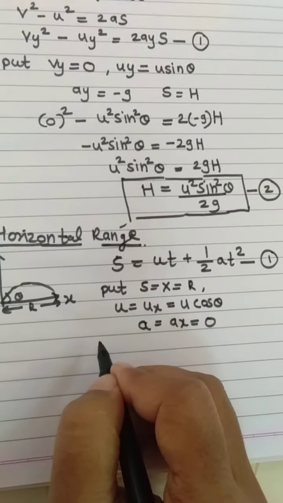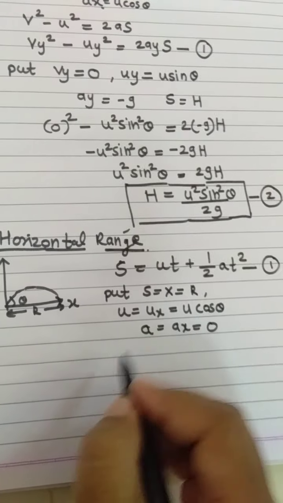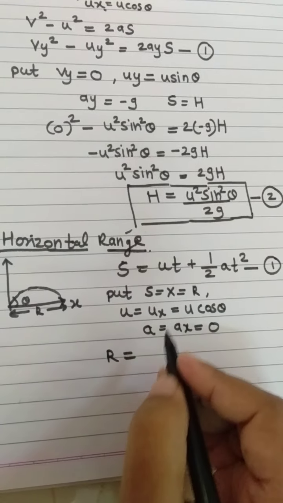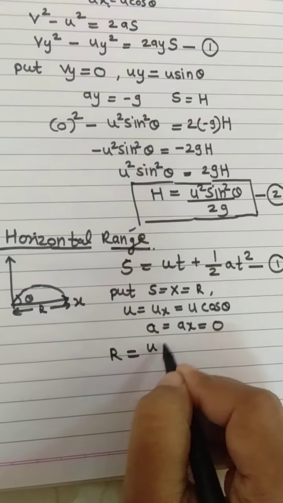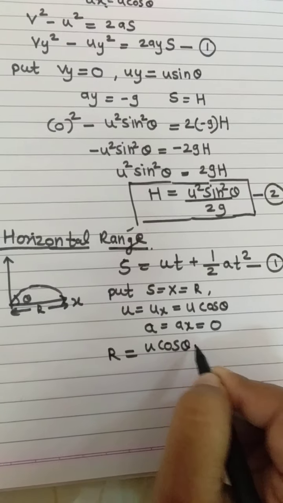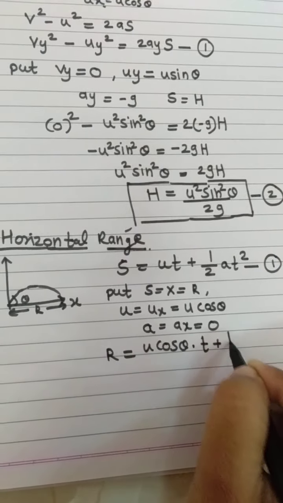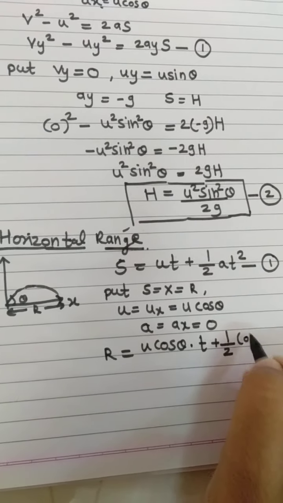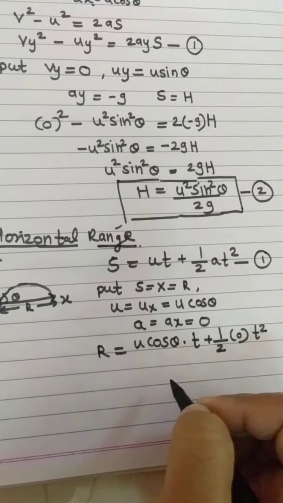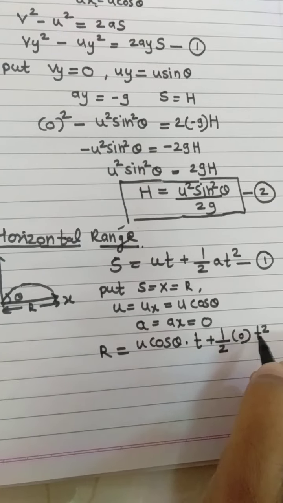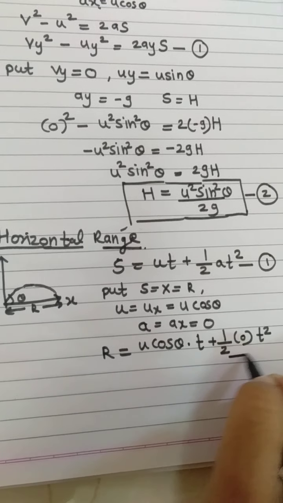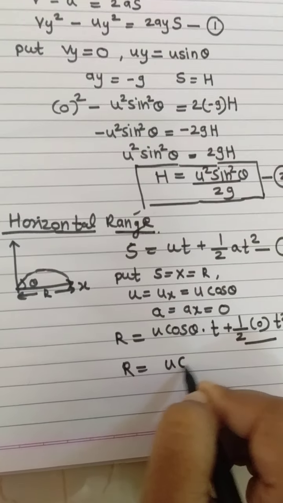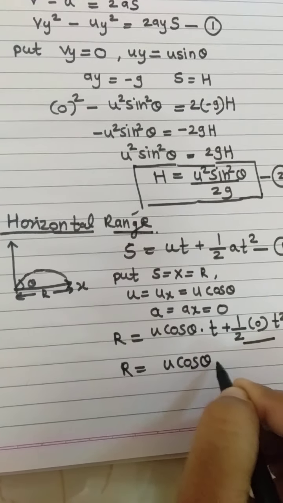So we will put all these values in equation number 1. See what happened here. Instead of s we are putting R. R is equal to u, that is we have to consider ux, u cos theta, into t plus half, a is ax, that is nothing but 0, and t square as it is. So this term, 0 into t square into half, will be 0 here. So what is only remaining? R is equal to u cos theta into t.